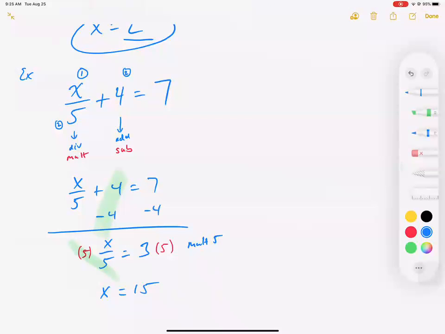So we didn't get rid of the 5 first. We got rid of the 4 first because it was farthest away. Now, just to double check this, if x equals 15, x over 5 plus 4 is equal to 7. X is now 15, so I'm going to change that to 15. Now we can do the math. 15 divided by 5 is 3. 3 plus 4 is 7. And that is true, 7 is equal to 7. So 15 was my correct number.